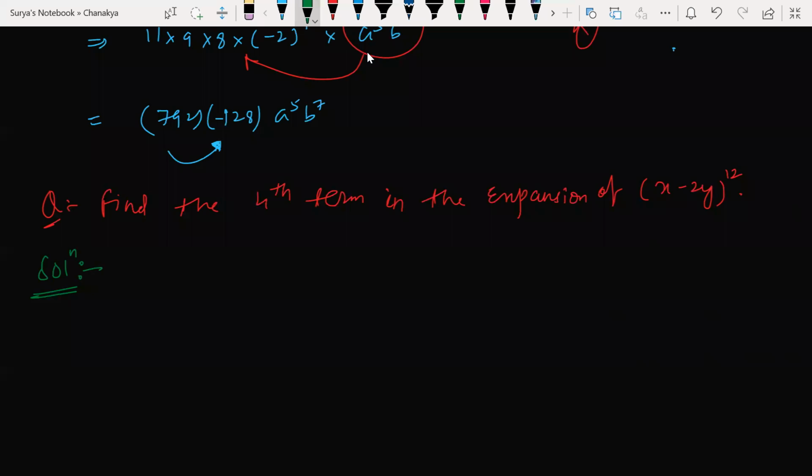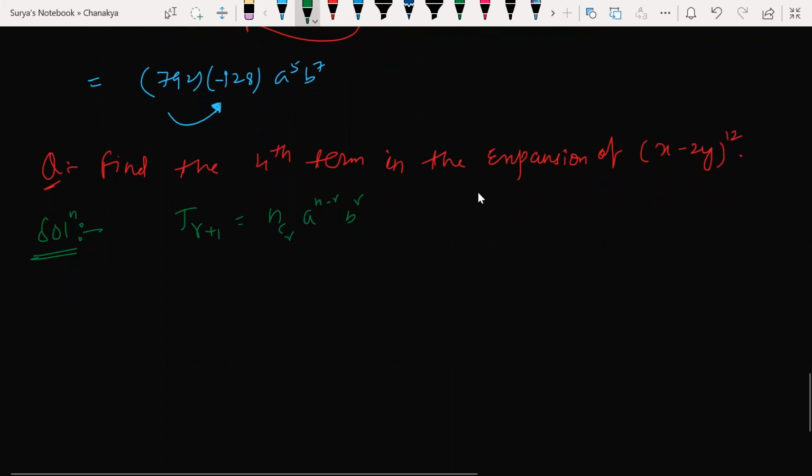We need the fourth term. How can we solve this? Can you write x plus 4 as the fourth term? No, find the general term. Look at this, is it the general term, T r plus 1 equals n C r into a to the power of n minus r, b to the power of r. Same story. Here n basically is 12. Again let us write this like this.